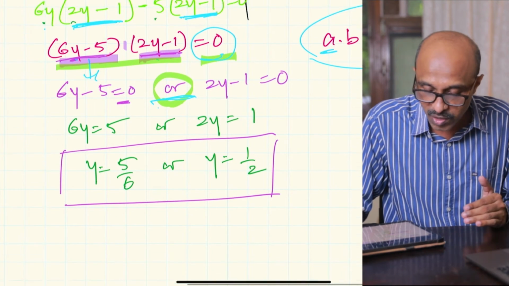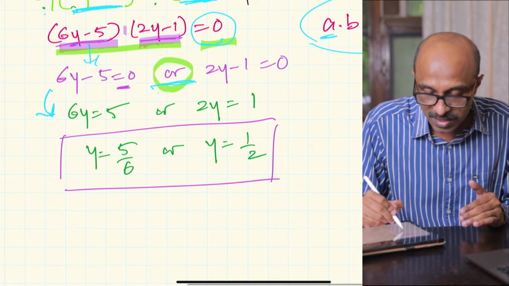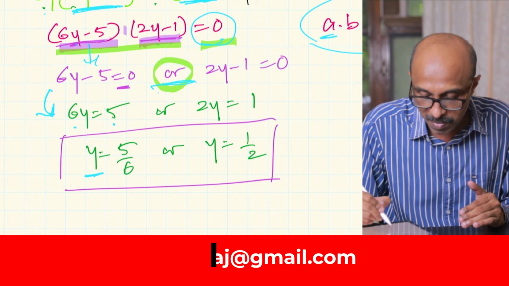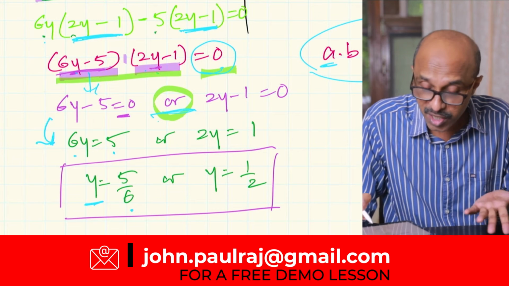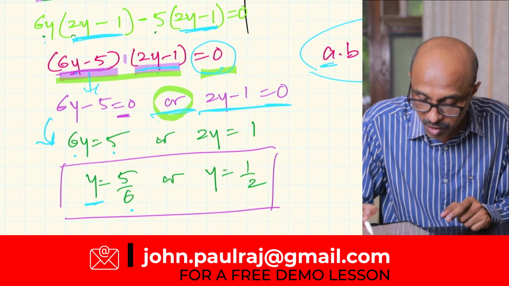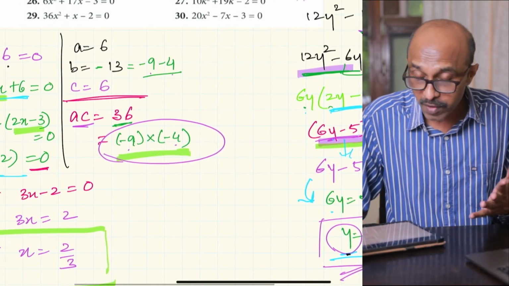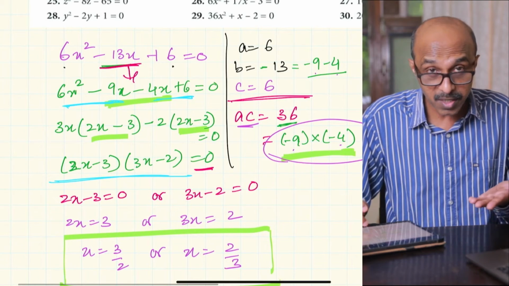What would be their values? That means 6y minus 5 equal to 0, which would happen only when 6y is equal to 5, or the value of y being equal to 5 by 6. And in pretty much the same way, the other bracket, the other factor, would be equal to 0 only when y is equal to half. So that is how you would solve a quadratic equation using this method called factoring.